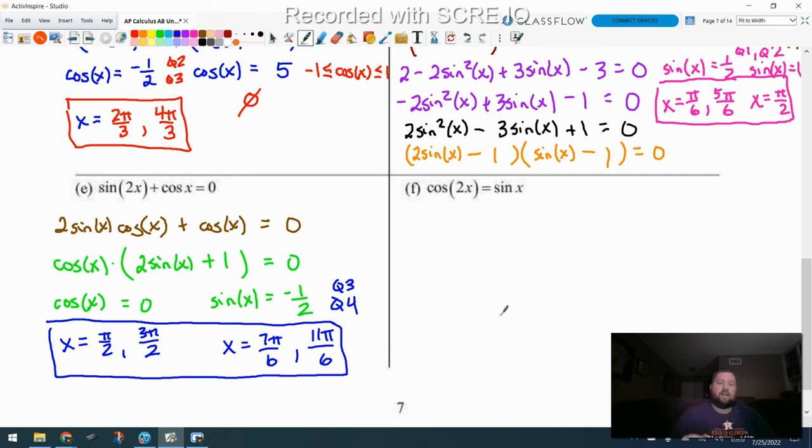All right, so same idea over here with cosine of 2x. It has a different version of the formula. So I'm going to write them down. There's 3 ways to do this. So cosine of 2x is equal to cosine squared minus sine squared.